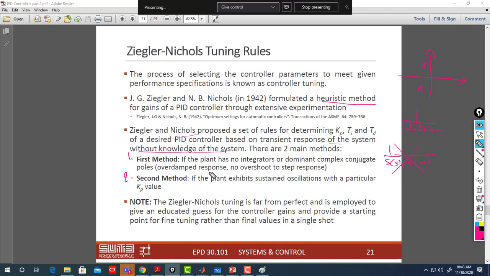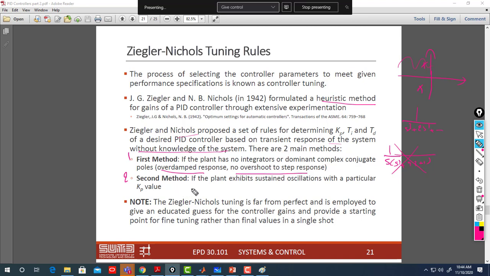This method is applied only if your response is overdamped or has no overshoot to a step response. Because complex conjugate poles mean you have an underdamped system, so then you cannot apply method 1. Method 1 is applied if your system is critically damped or overdamped, that is, you have no overshoot.